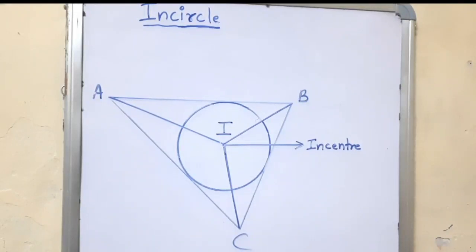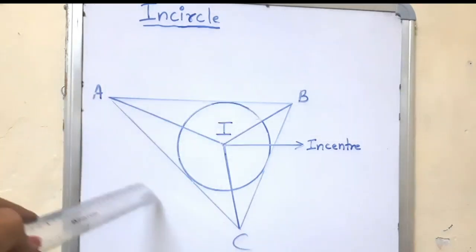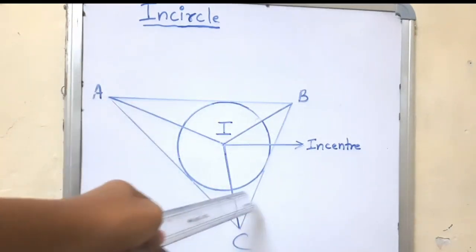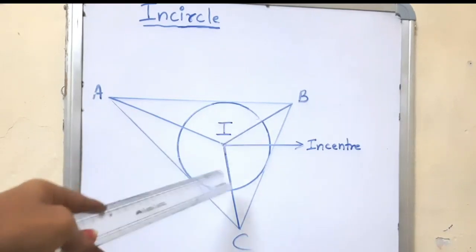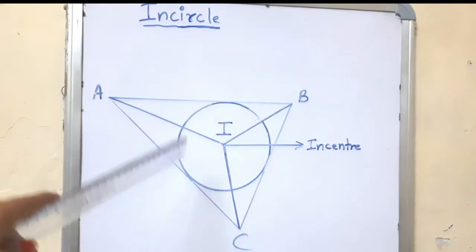Hello students, today let's learn about incircle. You have a triangle. So this is triangle ABC. Incircle is the circle inside a triangle. So here you can see you have a triangle ABC and inside the triangle you have a circle. Therefore this circle is called incircle.